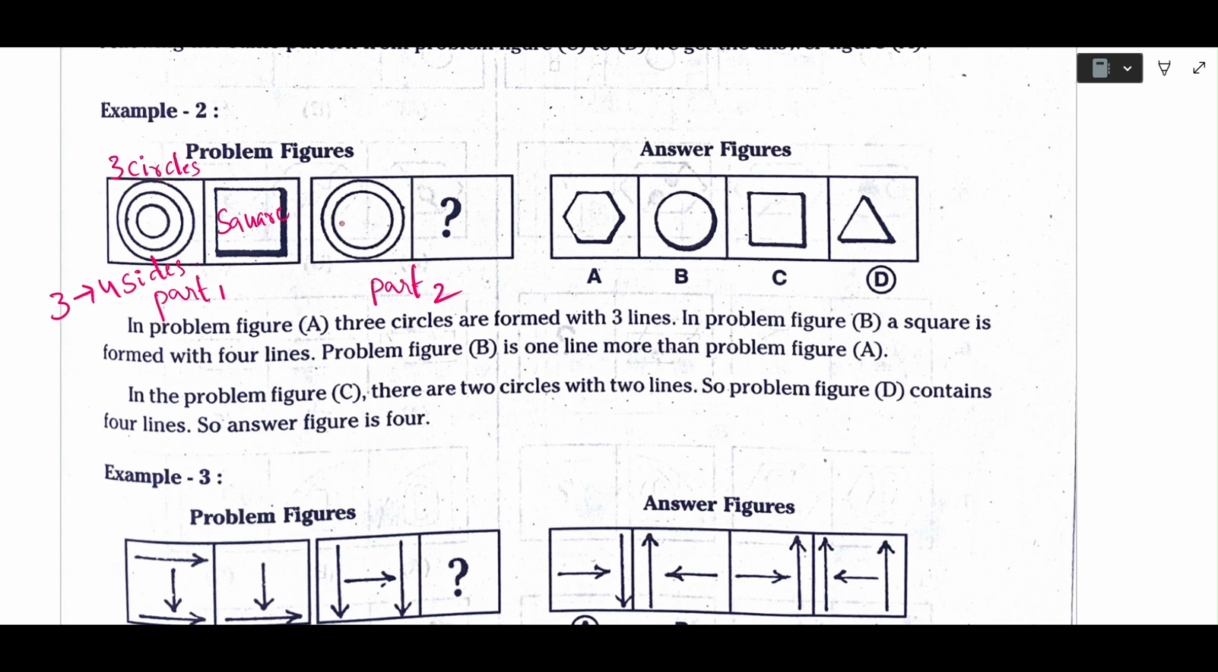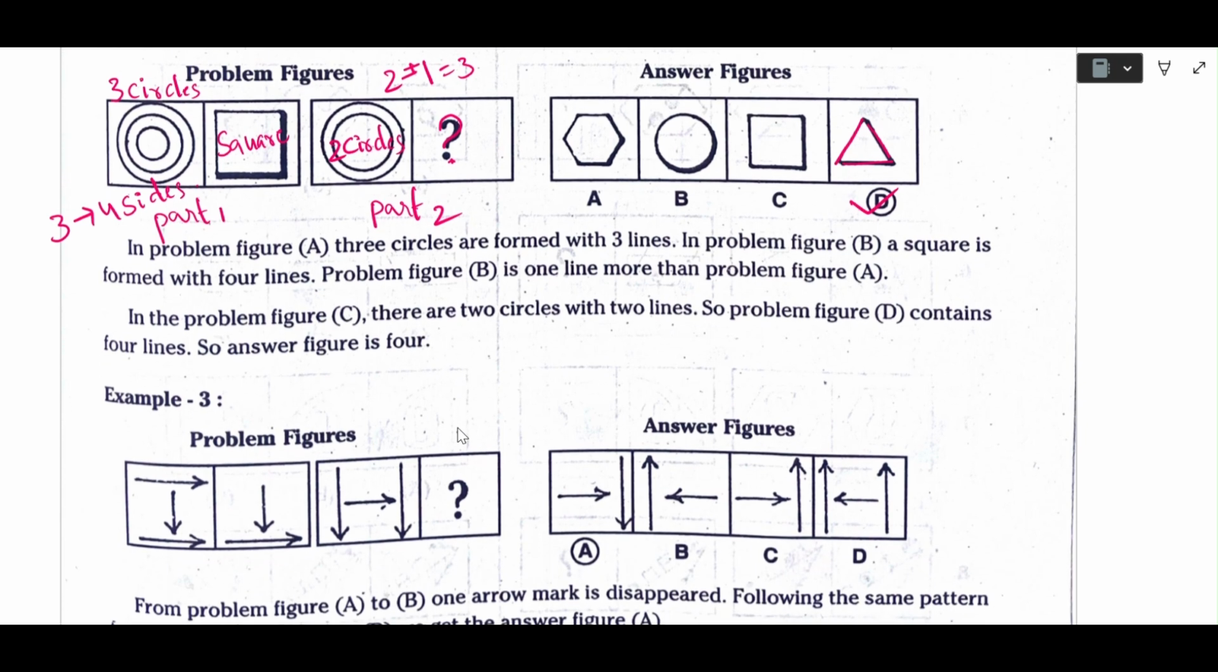So here we have 2 circles. So if we are having 2 circles, then what will be our next figure? Okay, if we have 2 circles, according to part 1, what should be the next figure? 2 plus 1 is 3, right? So we have to find out a figure which is having 3 sides. So where is the figure which is having 3 sides? Obviously it is triangle, right? So we will be selecting triangle as our correct answer. Here we have 3 sides, next figure will become 4 sides. So we are applying the same changes here. That's why we got the answer.